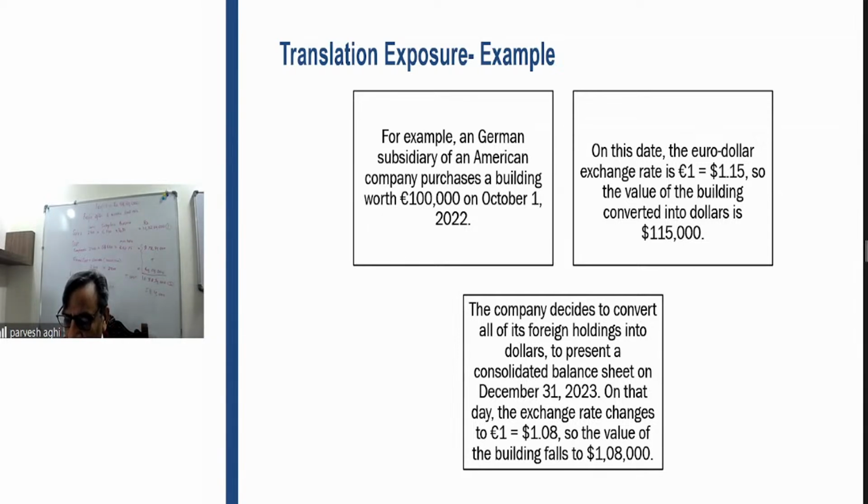Now, the company decides to convert all its foreign holdings into dollars to present a consolidated balance sheet as on 31st of December 2023. On that date, the exchange rate changes to €1 equal to $1.01, so the value of the building will fall to $108,000 in the balance sheet. So at the time when they bought the asset, it was valued at $115,000. At the time when they're making the balance sheet, they found that the value of the building has gone down because of the exchange rate change. Okay. So this is called the translation exposure.